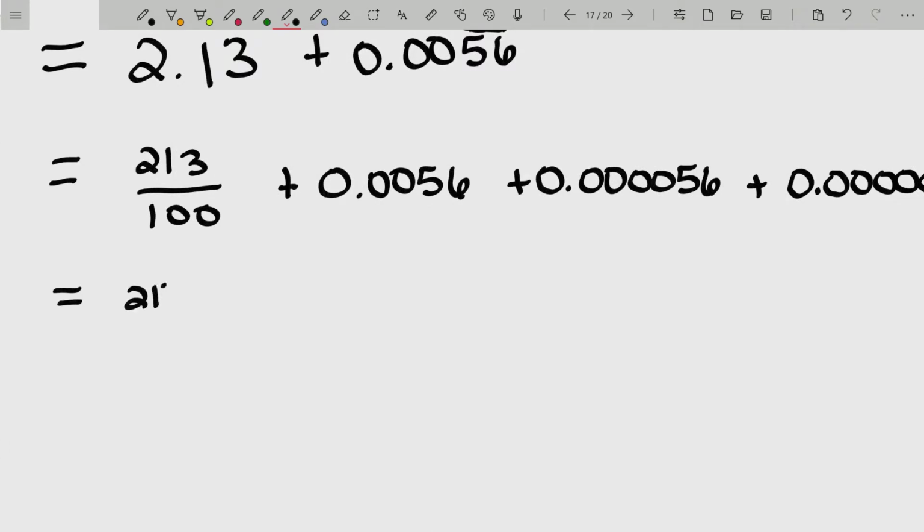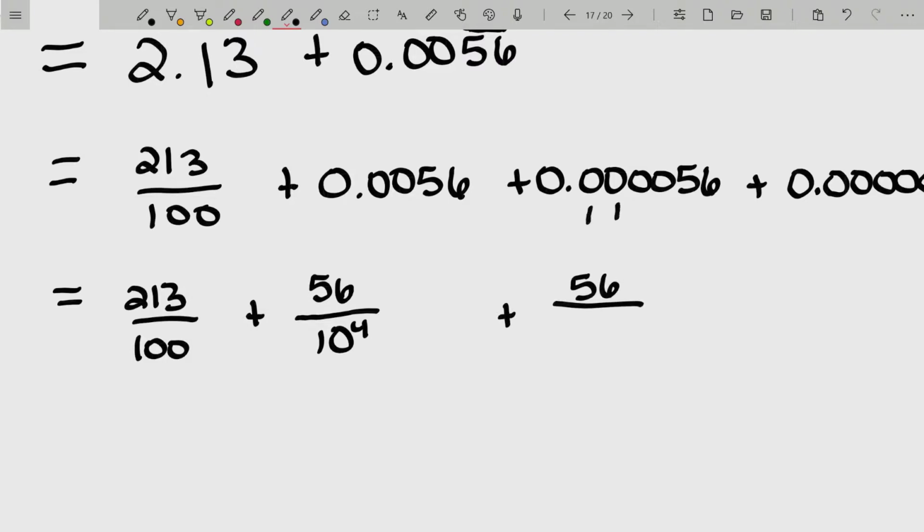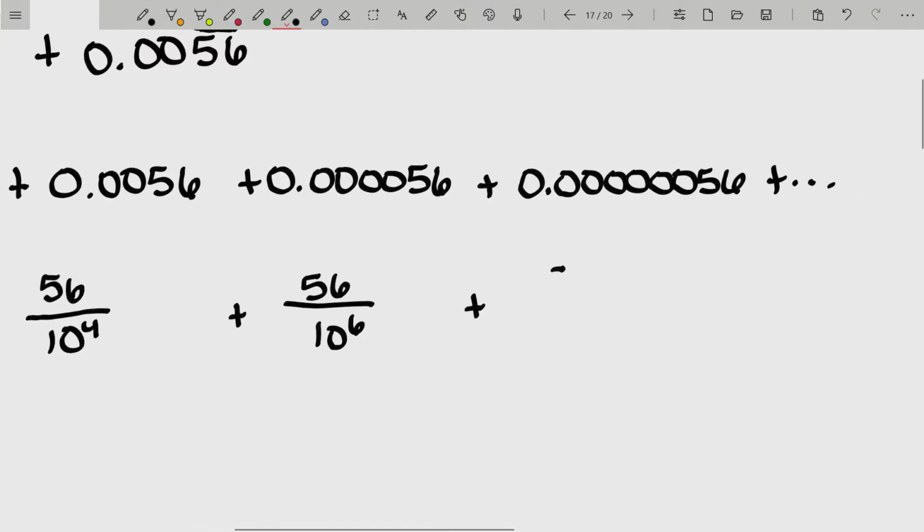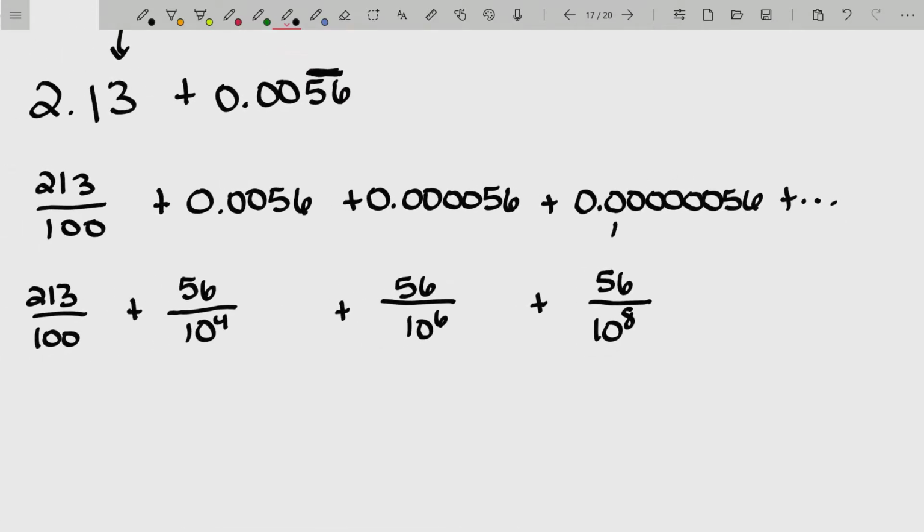And this is equal to, again, that 213 over 100 is just hanging out up front. But now I'm going to write this as 56 over 10 to the 1, 2, 3, 4th place, plus 56 over 10 to the 1, 2, 3, 4, 5, 6th place. The next one, plus 56 over 10 to the, you probably guessed it, 8th place. You can count though, 1, 2, 3, 4, 5, 6, 7, 8th place.